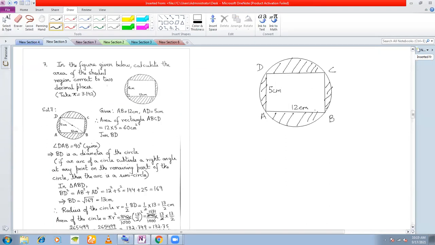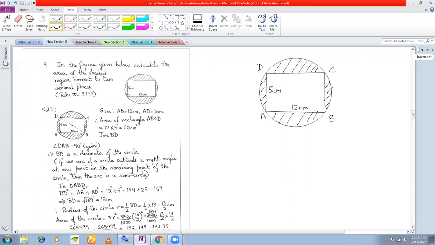Now let's read the question. In the figure given below, calculate the area of the shaded region correct to 2 places of decimal. Okay, take pi is equal to 3.142. They have given to you the value of pi also. Okay, so because they have given the value of pi as 3.142, do not take it as 22/7. Take only as 3.142 only. You need to calculate the area of the shaded region.